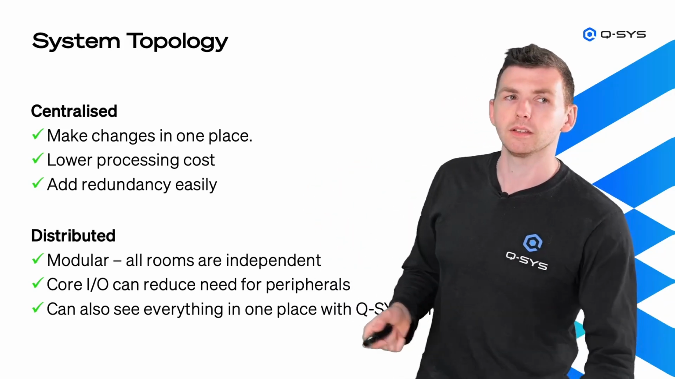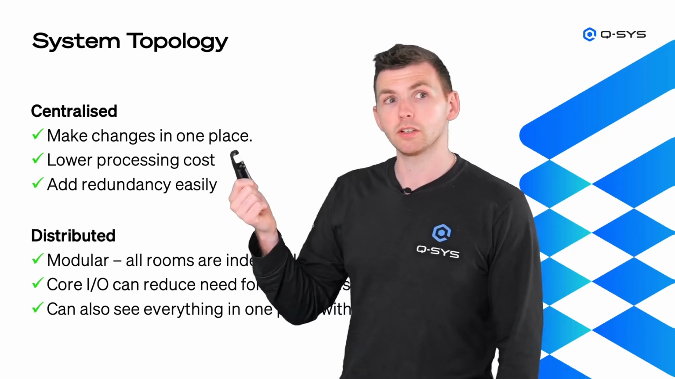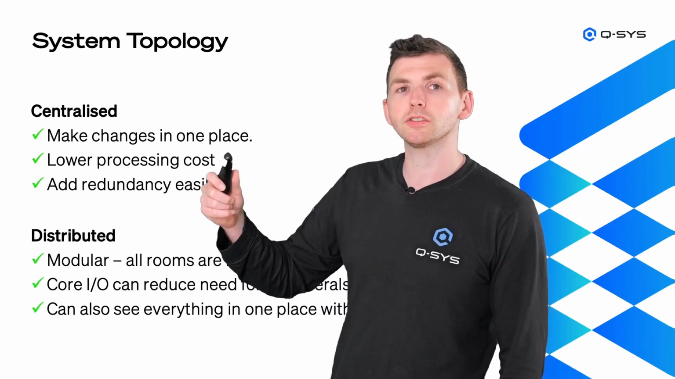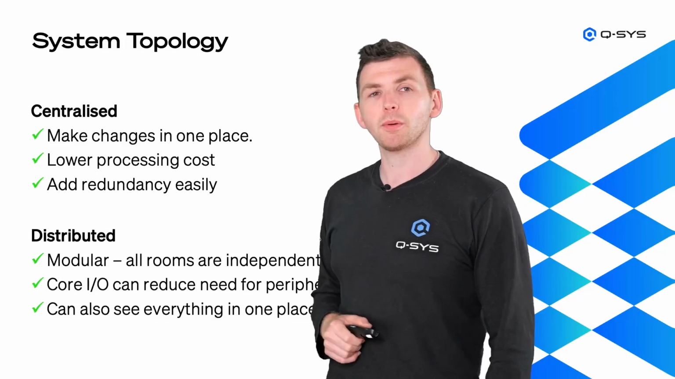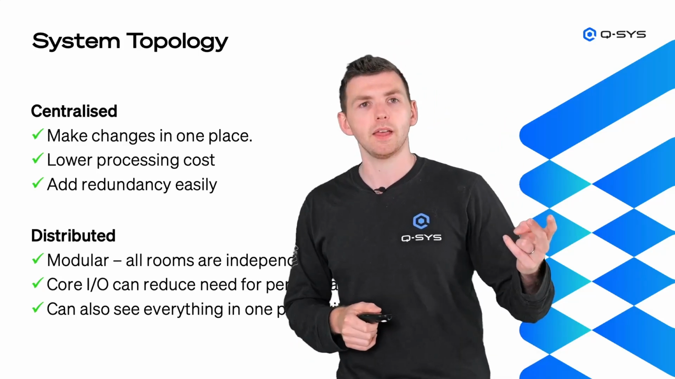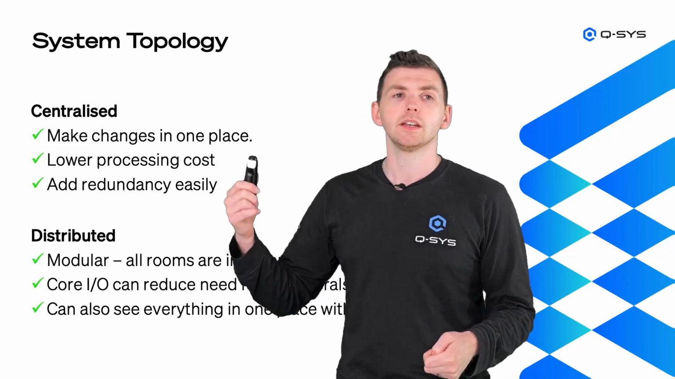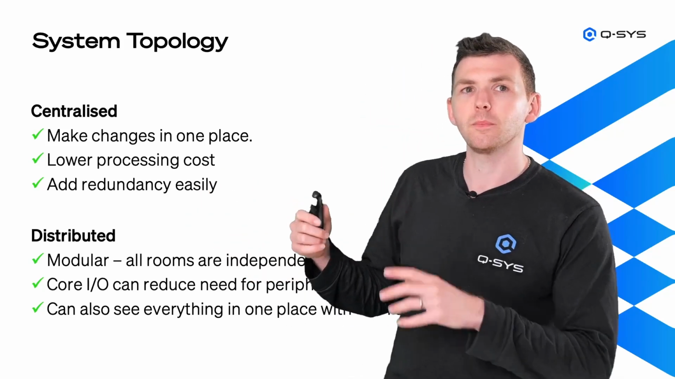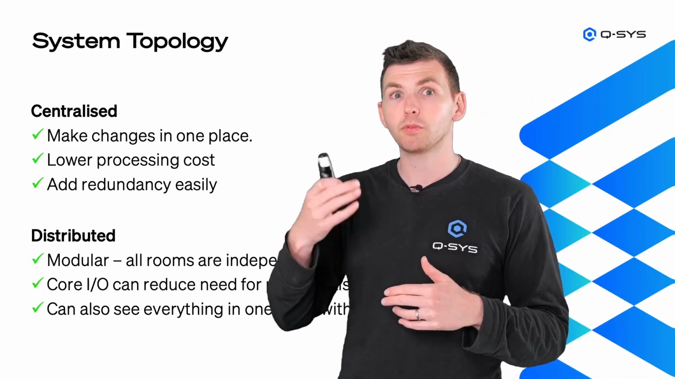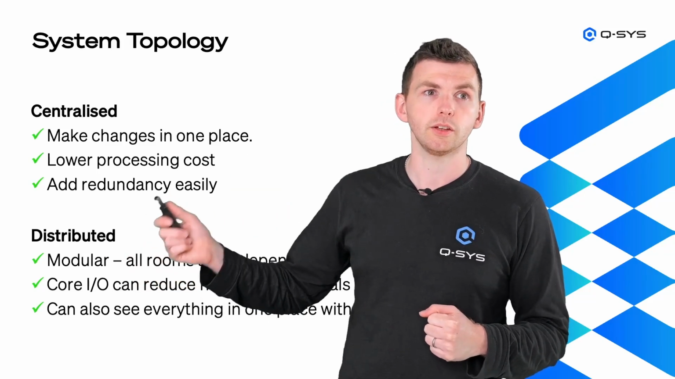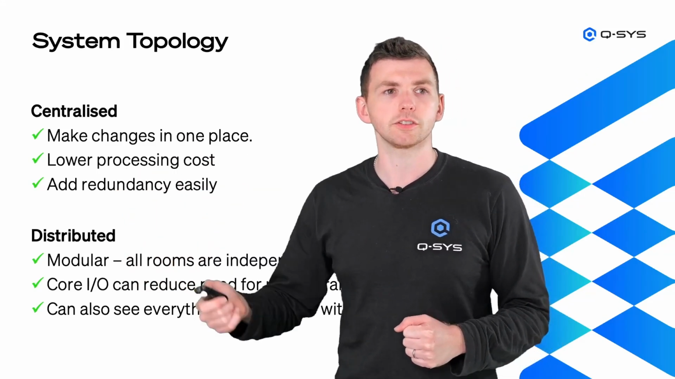It might mean that you've got a lower processing cost, okay? Because even though your processors are more expensive, you've probably only got two of them, a redundant pair, right? Of course, as we've seen here, it's easy to add redundancy. Whereas in a distributed system, your cores are cheaper, but you've probably got a lot more of them. Okay, so that's something that's of interest.